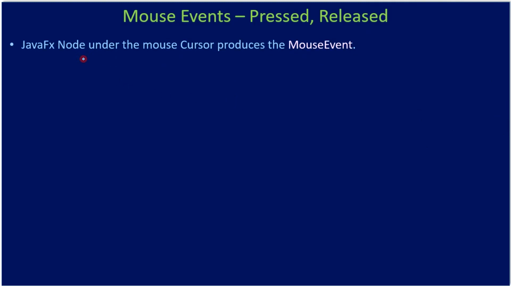A JavaFx node under the mouse cursor produces the mouse event. So when you click a button, the button will produce the mouse event. If the node is a checkbox, and you press the mouse button on the checkbox, then the checkbox node will produce the mouse event. So that means the node can be anything. It can even be a graphical element like a circle or rectangle. Those will also produce the mouse event. Whatever node is under the cursor will track the mouse event.